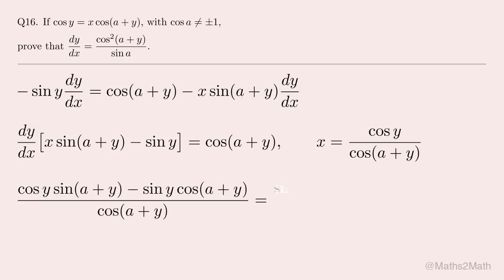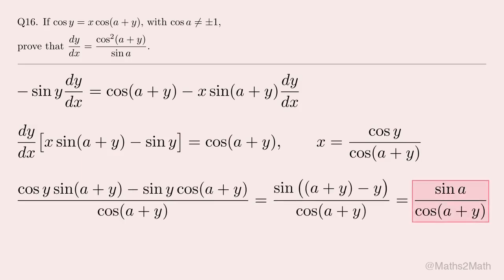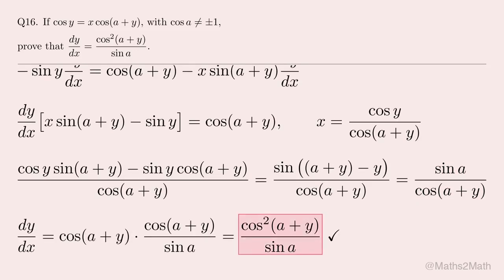The bracket becomes the sine subtraction formula divided by cosine of a plus y. Sine a over cosine squared of a plus y. Divide through to get the required derivative.